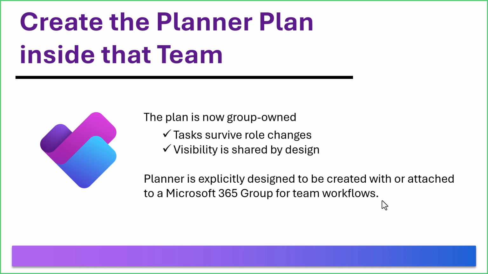So after creating the team, you'll likely want to create a plan in Planner. I would create it inside of the team, because when you do that, it's all included. So the plan is now group owned. It's not in To Do. To Do is for the personal part of checklists and tasks and stuff. Planner is for the group. So tasks, as I was mentioning, tasks are going to survive role changes. And then by design, everything is going to be visible. So this is exactly what Planner is for.